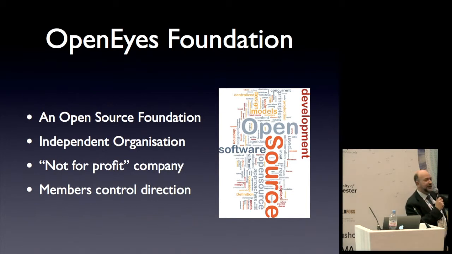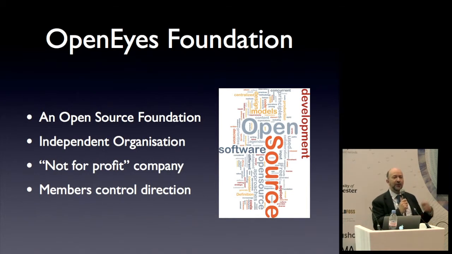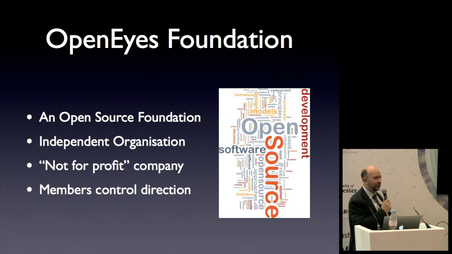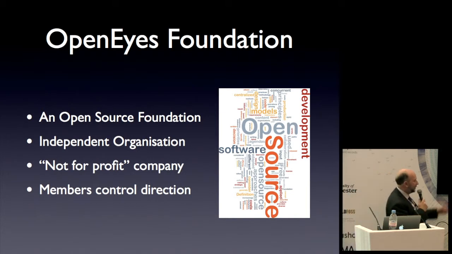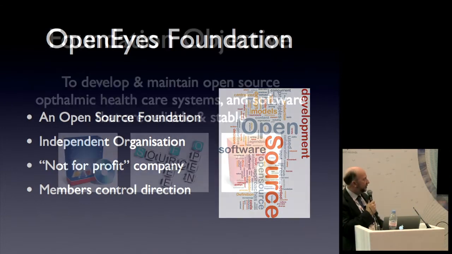And the key thing here is that the members control direction. They control what happens to it. What's the next piece of functionality? What's the roadmap for, say, glaucoma or cataract or whatever? And we are now recruiting people into the OpenEyes Foundation.